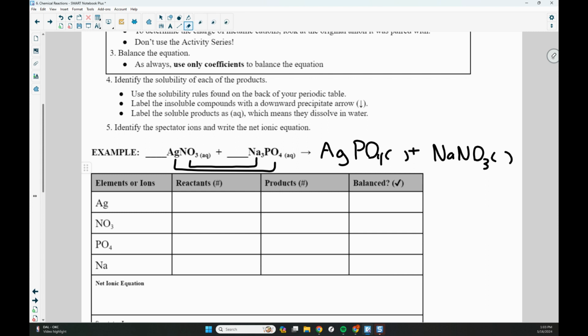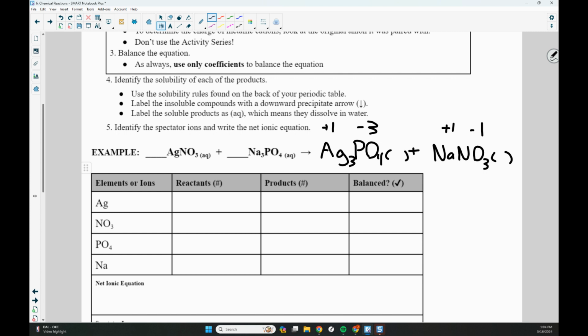Okay. Step 2 is to neutralize the new compounds. Silver has a +1 charge, phosphate has a -3 charge. So what do I need to do there? I need to put a 3 subscript next to the silver. Now we have a neutral compound. Over here, we've got a +1 and a -1, so that is already neutral. We don't need to do anything to it. So using subscripts, I just neutralize the new compounds. We're done with step 2.